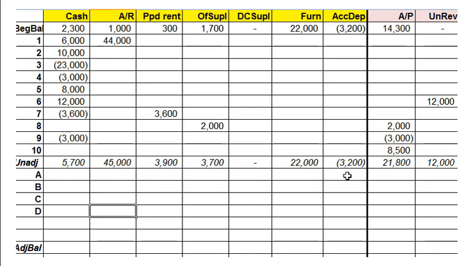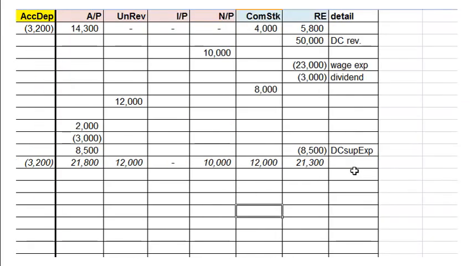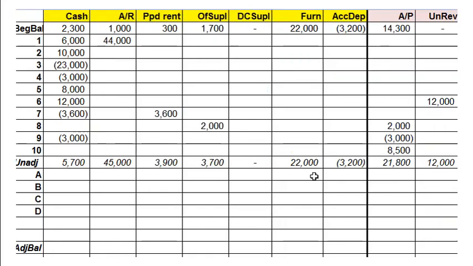You can see balances in our other asset accounts. The total unadjusted balances at this point is $77,100. These will be the unadjusted balances in the liability and equity accounts. They also total $77,100. Now it's the end of the accounting period, and Sample Daycare is ready to think about and complete adjusting entries.